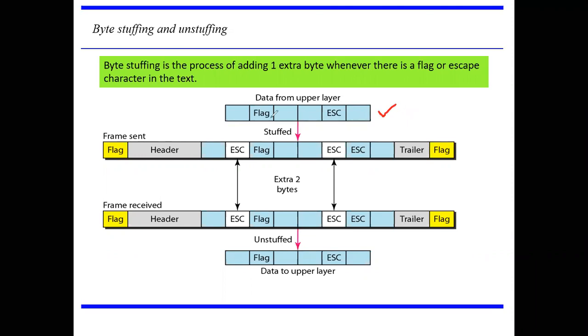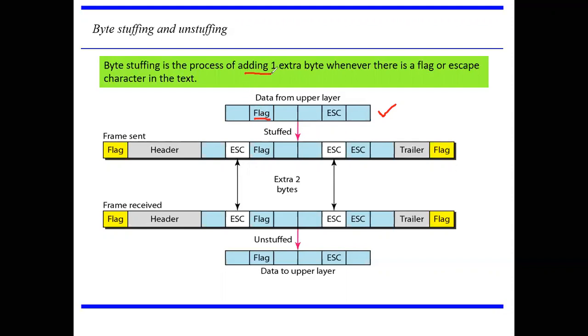Why are we doing stuffing? Because if the flag is present in the data, that will be considered as the flag, and the remaining will be considered as data. So there will be loss of information. For that reason, we are doing stuffing. Similarly, here we are doing character stuffing. Now you see that there is a flag pattern present in your actual information. If this is considered as the flag, there will be loss of information. So something has to be done. What has to be done?